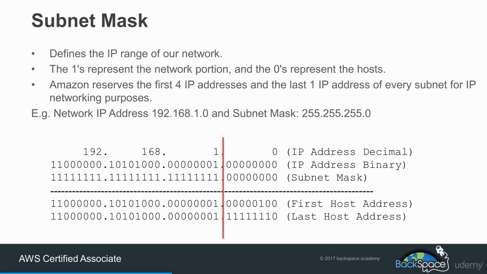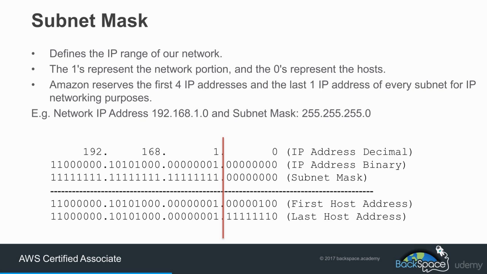So that red line there, where the zeros start, is where our network starts. 192.168.1.0 is our network IP address. And so our first host address is going to be 4, which is 100. So we can't use the first 4. So it's 0, 1, 2, and 3 are not available to us. And then the last is going to be there 254.